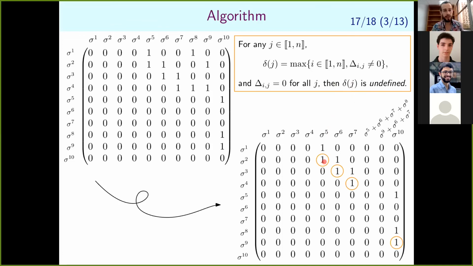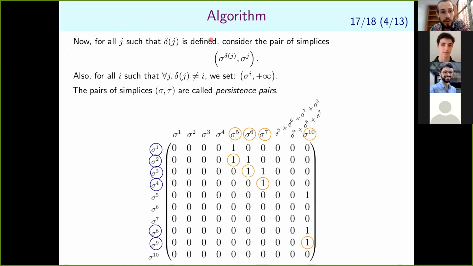I will consider persistence pairs. So a persistent pair will be a pair of simplices. Okay. For any j, consider delta j, okay, and build the pair sigma delta j, sigma j. I call it a persistent pair. If there is no delta j, if I have a simplex such that on its row there is only zeros, I will pair it with plus infinity. Okay.